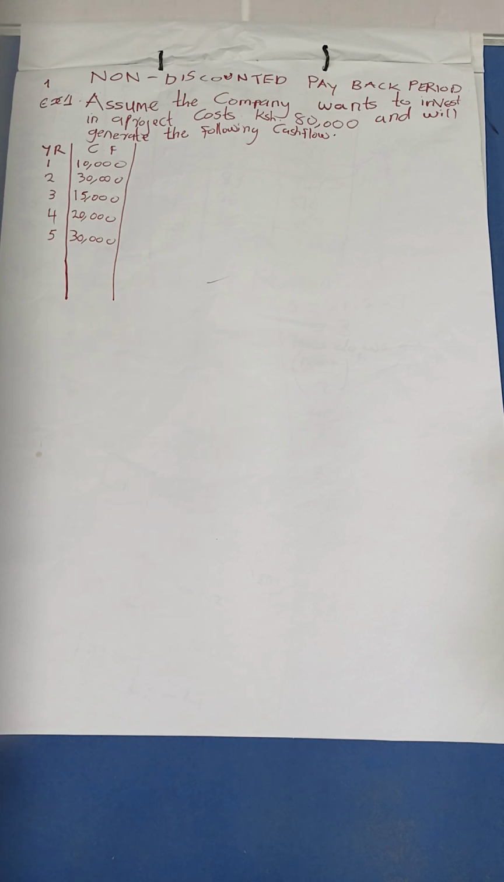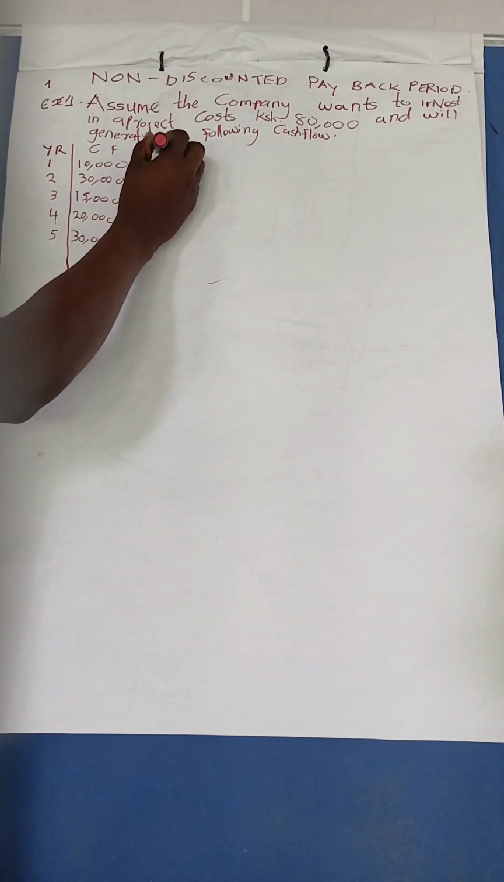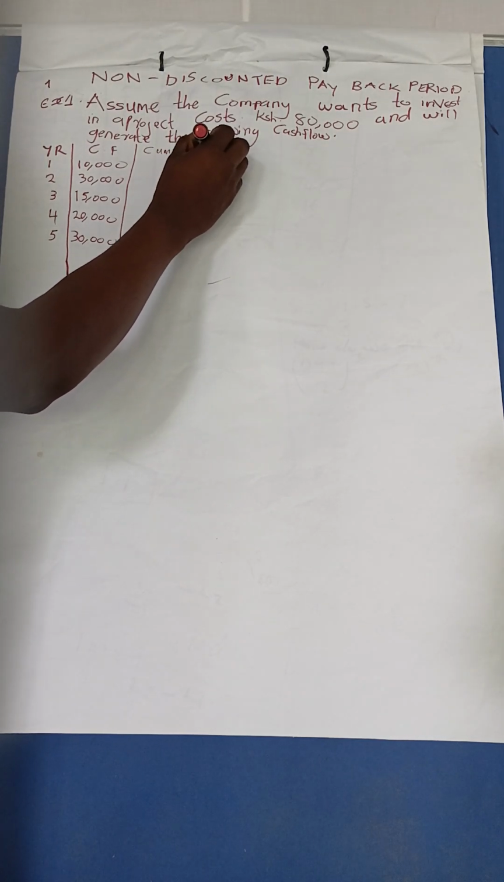So let's see how we can identify the years it takes to recover our 80,000 from this project. How long will it take us to recover that? Good, it's very easy. If you have been given this and asked to use the payback period approach, what we normally do, first, is get what we call the cumulative frequency.